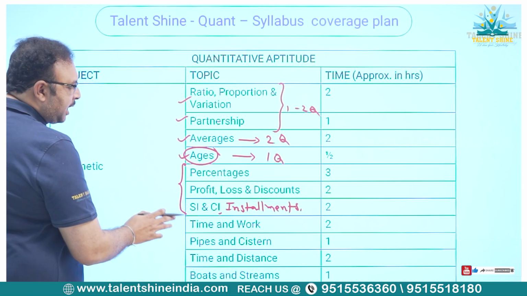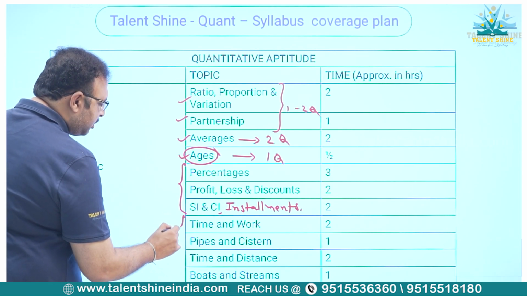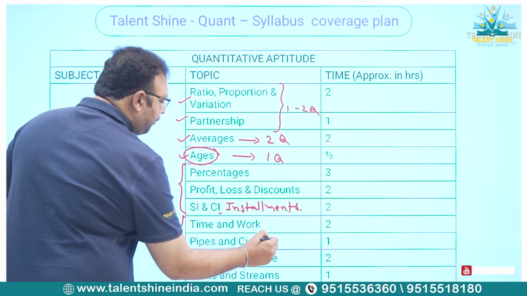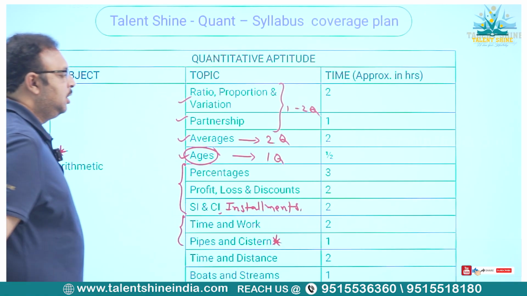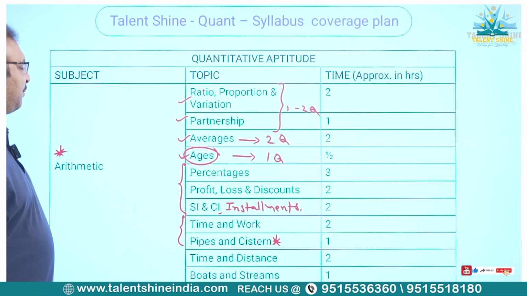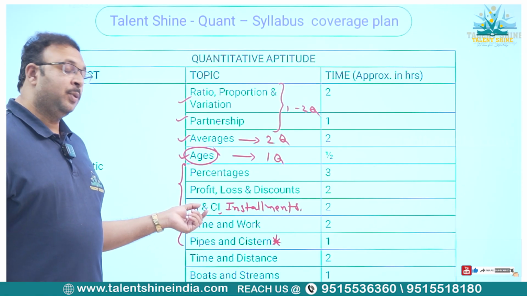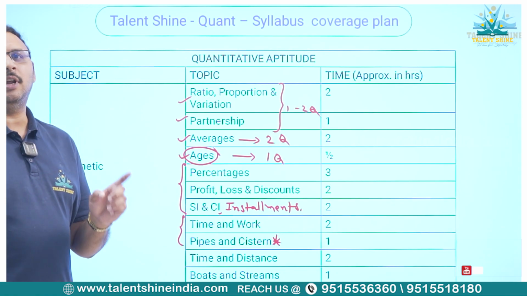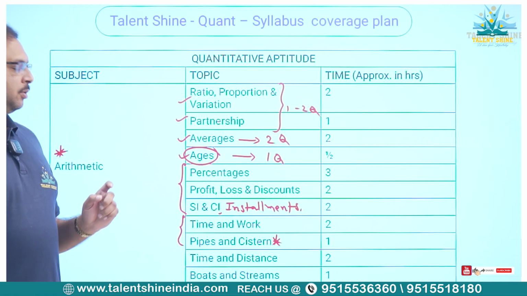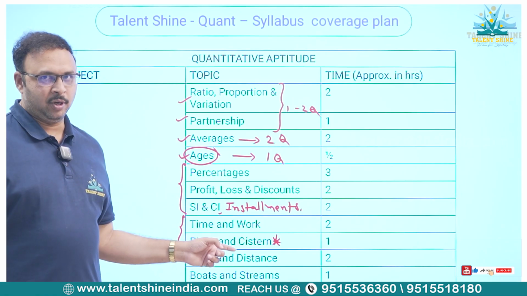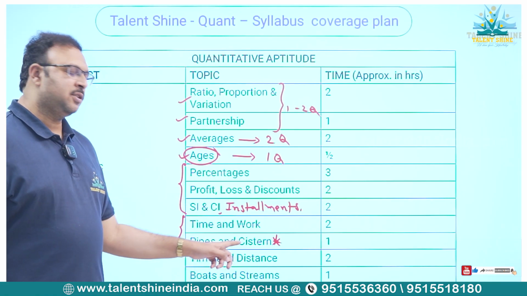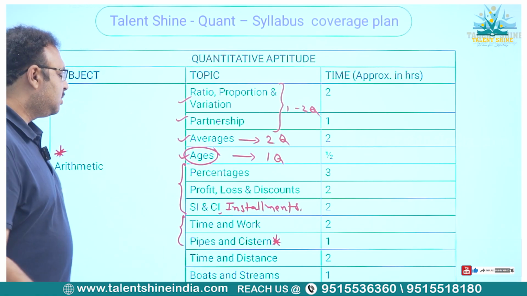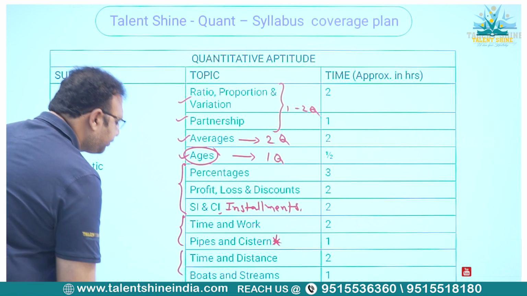Next, come to time and work, pipes and cistern. These two are one set. Especially focus on pipes and cistern here. But you must be thorough with time and work, all the concepts, especially efficiency related. Also chain rule concepts, chain rule and pipes and cistern. Careful about that. Next, time and distance.